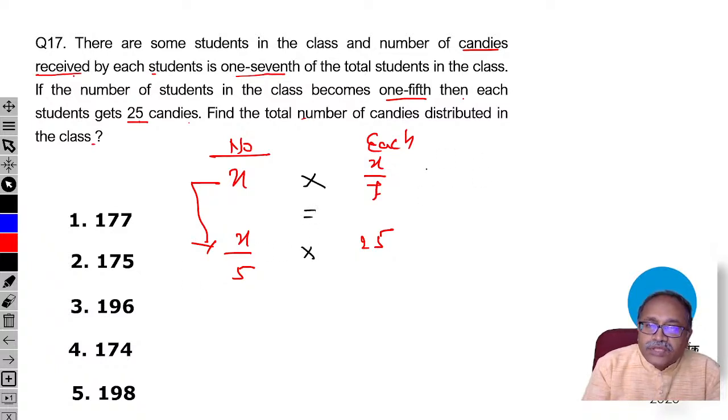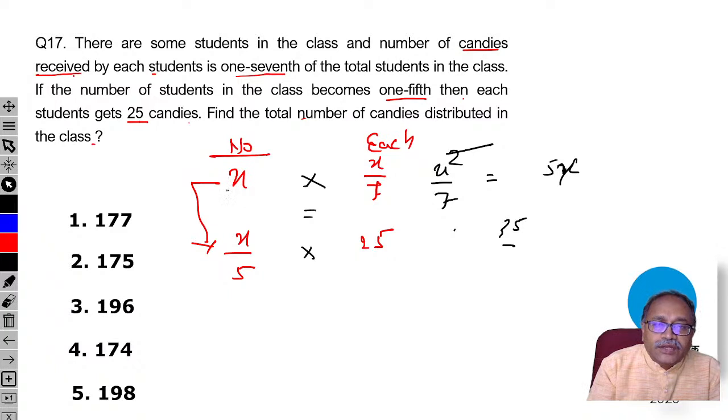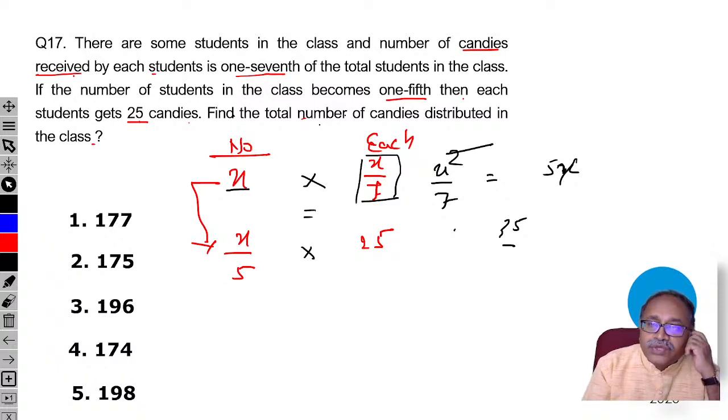So I notice that here X square by 7 is equal to 5X, it cancels. So that's 5X. So X and this get cancelled, and X is equal to 35. So what is that 35? This is the number of students. What did they ask us? Find the total number of students. So the total number of candies is X square by 7.